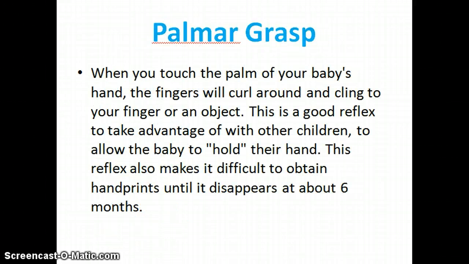I will also talk about 5 of the most common reflexes in infants, starting out with the palmar grasp. This is when you touch the palm of the baby's hand and the fingers curl around and cling to your finger or an object. This is when it's fun to play with babies with items such as keys or rattles to be able to grab a hold of it. This reflex also makes it difficult to obtain handprints until it disappears at about age 6 months.